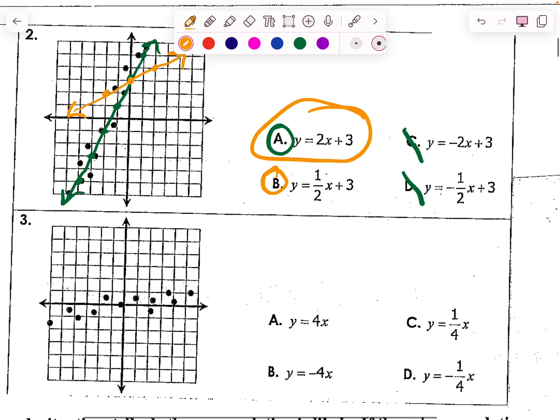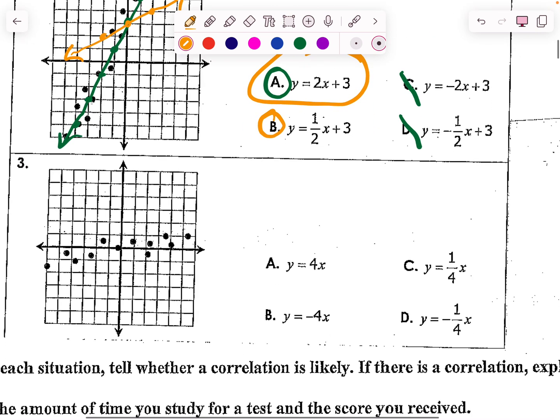All right. Number 3, what can we cross off immediately? B and D, because it's not a negative slope, right? Now, A is up, it starts at 0, 0, and it's up 4, 1, 2, 3, 4 over 1, down 4 over 1.